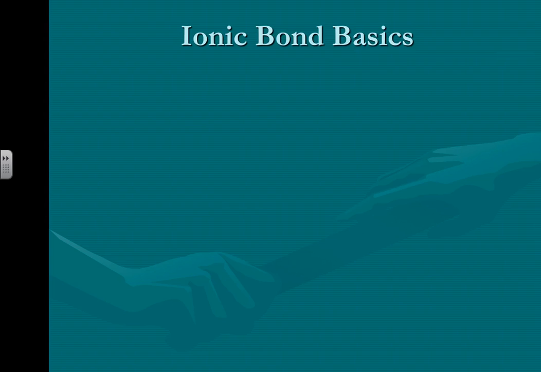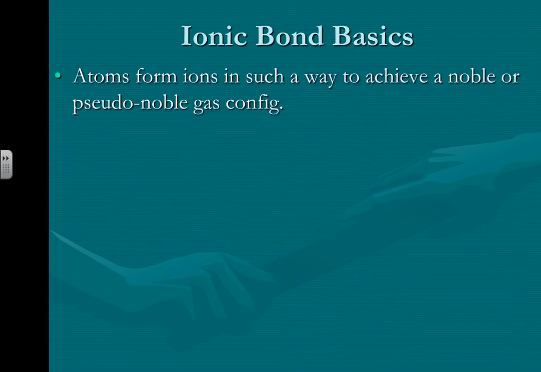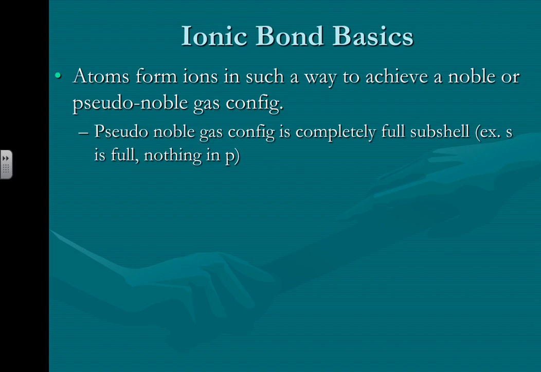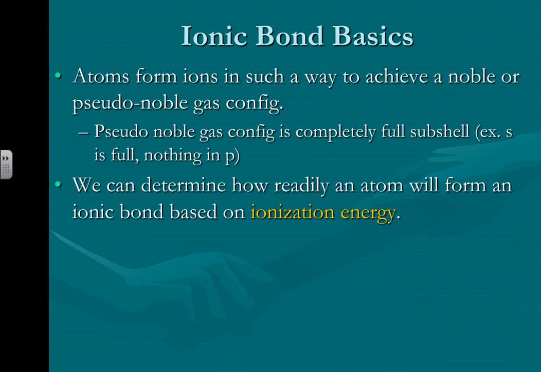Ionic bonding basics. So we understand that atoms will form ions because they want to achieve a different electron configuration. Generally, they're looking to achieve a noble gas configuration, but achieving what's called a pseudo-noble gas configuration is also relatively stable. Basically what it is is a completely full subshell. So you could have a full S with nothing in the P. And additionally, sometimes a pseudo-noble gas configuration can even be those half-full configurations that we've actually talked about with ionization energy. For instance, nitrogen, relatively stable because it has this sort of pseudo-stable kind of configuration.